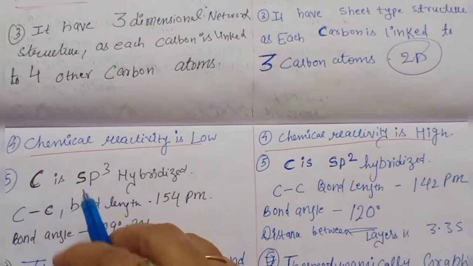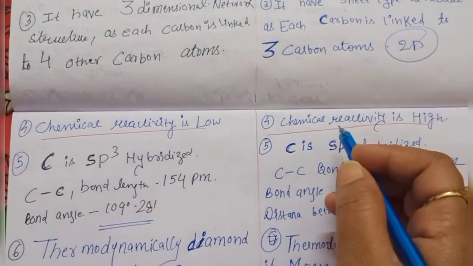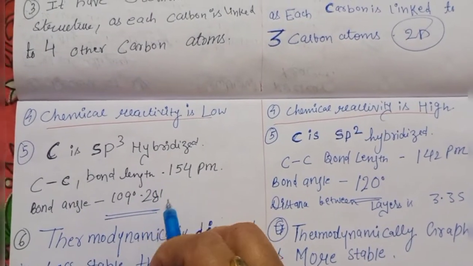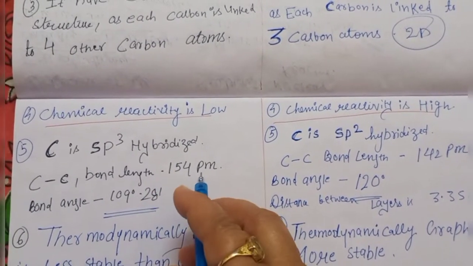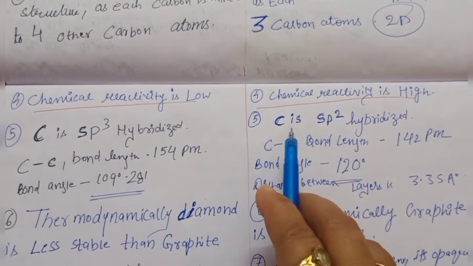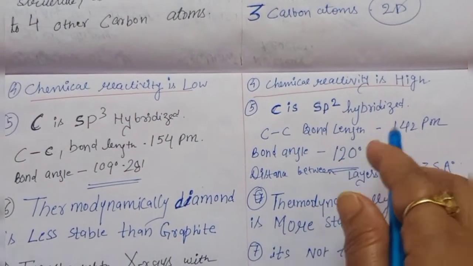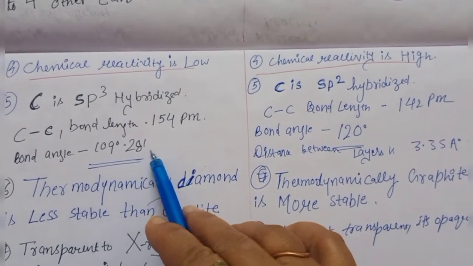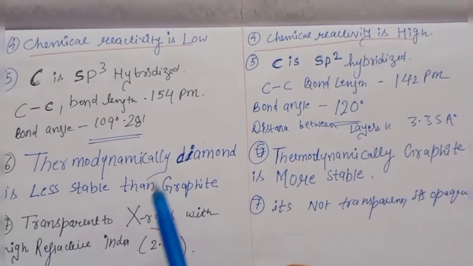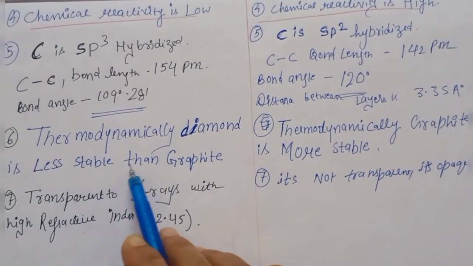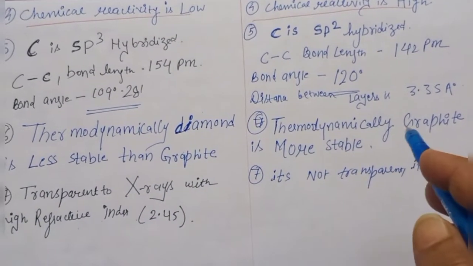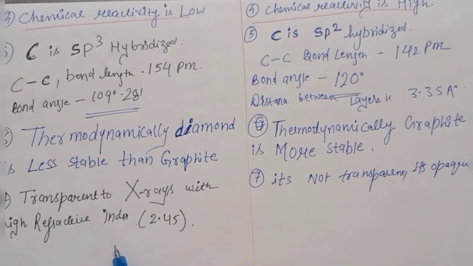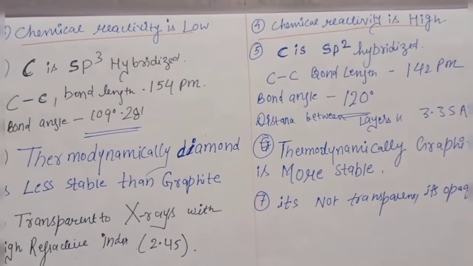Next, the chemical reactivity of diamond is low. The chemical reactivity of graphite is very high. In diamond, carbon is sp3 hybridized, and the bond length is 1.54 Angstrom or 154 picometers. Here the carbon is sp2 hybridized. The bond length is 142 picometers or 1.42 Angstrom. The bond angle is 109 degrees 28 minutes. Here it is 120 degrees. Thermodynamically, diamond is less stable than graphite, and graphite is more stable. Diamond is transparent to X-rays because of the high refractive index, while graphite is not transparent. It is opaque in nature.